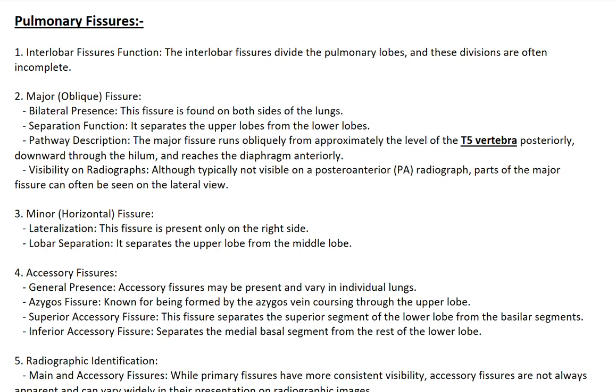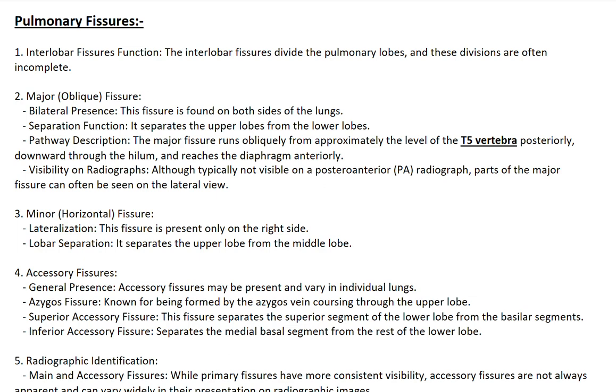4. Accessory fissures. General presence. Accessory fissures may be present and vary in individual lungs. Azygos fissure. Known for being formed by the azygos vein coursing through the upper lobe. Superior accessory fissure. This fissure separates the superior segment of the lower lobe from the basilar segments. Inferior accessory fissure separates the medial basal segment from the rest of the lower lobe.